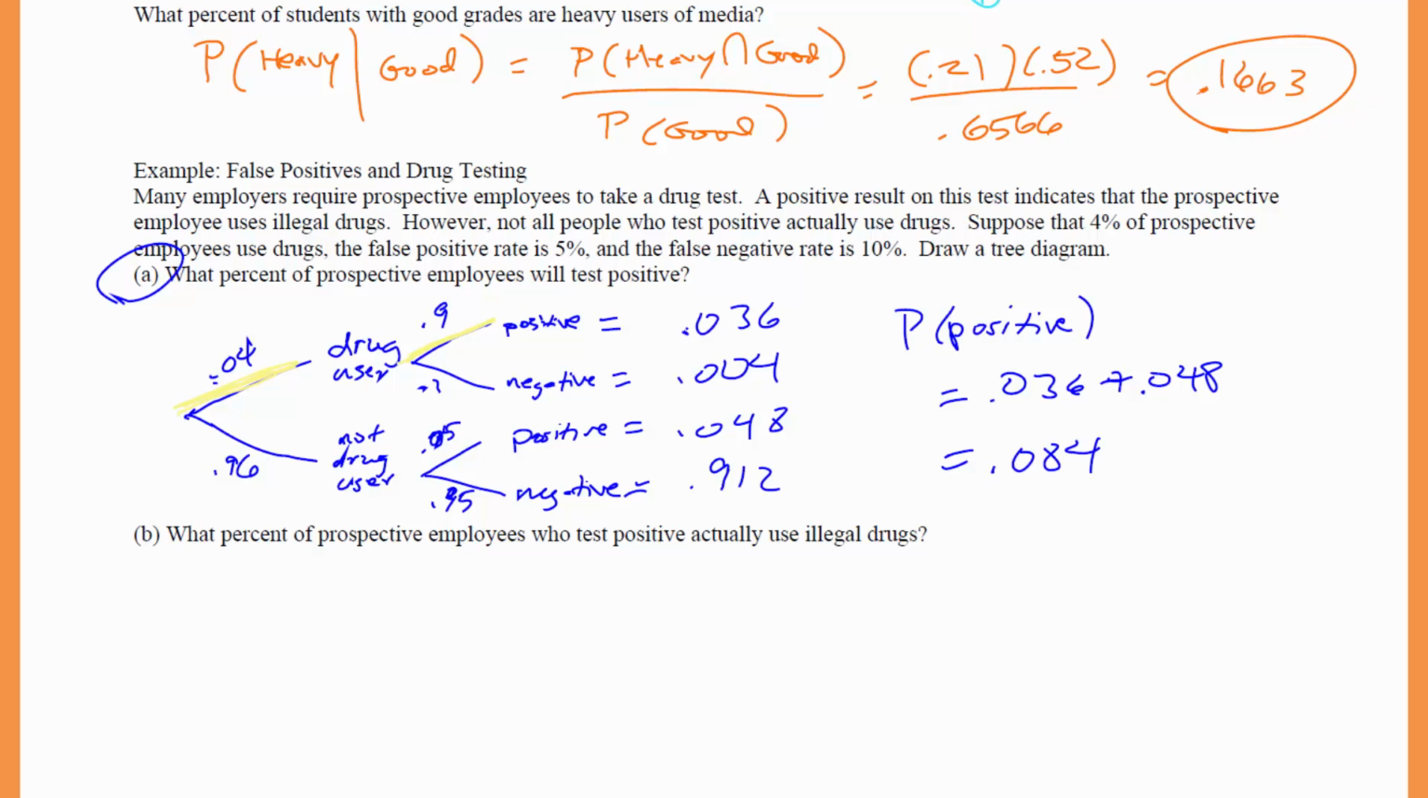Part B, what percent of prospective employees who test positive actually use illegal drugs? So that is a conditional probability. We are only looking at the people who test positive. That's the condition we're applying. We want to know what percent of them use illegal drugs. What percent of them are a drug user. We need to then apply the conditional probability formula. And I'm going to leave you to set that up and solve it and find that probability.